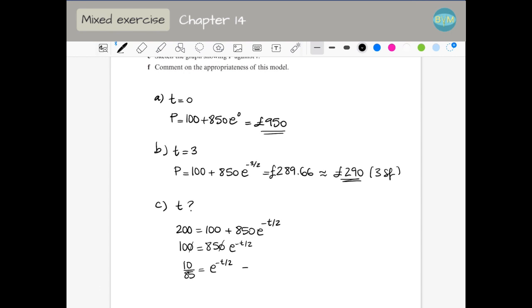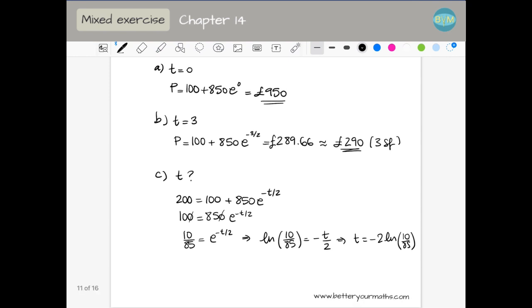And that means that taking ln, I have ln of 10 over 85 is going to be minus t halves. So t is going to be minus 2 times ln of 10 over 85. And this is 4.28. This is years. So that means that after 4.28 years, the computer will be worth less than 200 pounds.